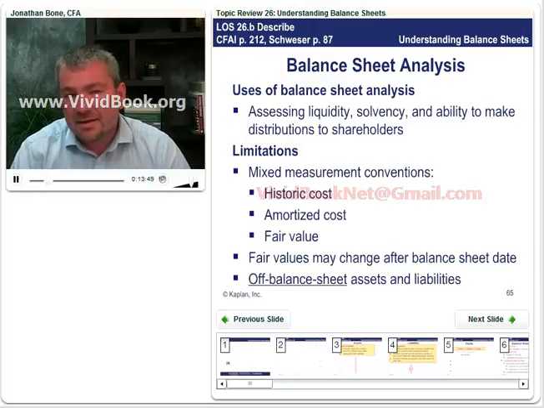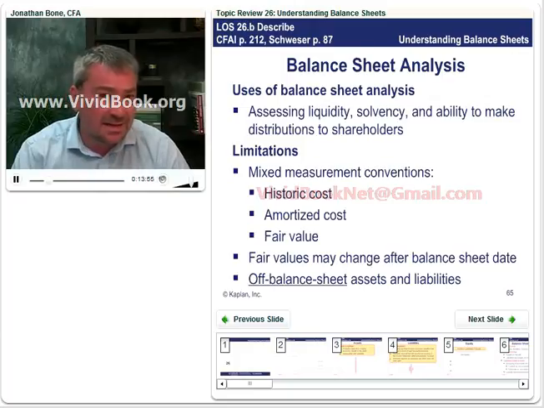Fair value. Now, what is fair value? Often it's deemed to be the value an asset could be exchanged for or a liability settled at in an arm's length transaction with a third party.